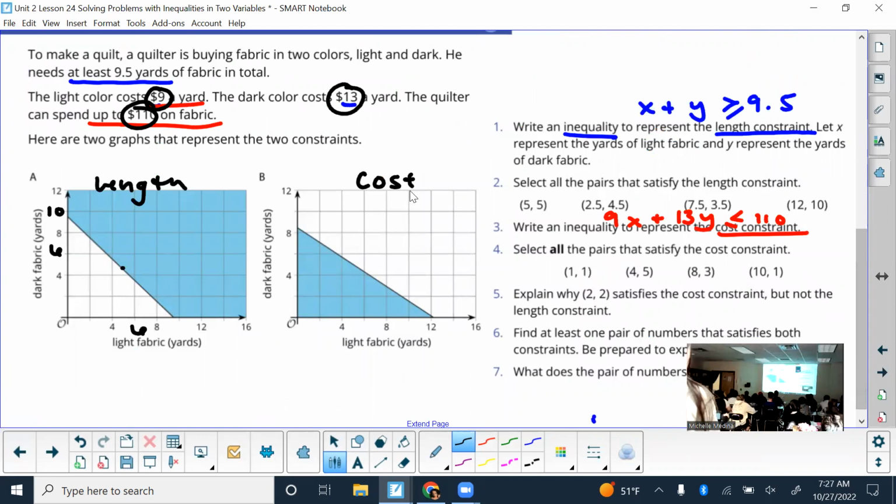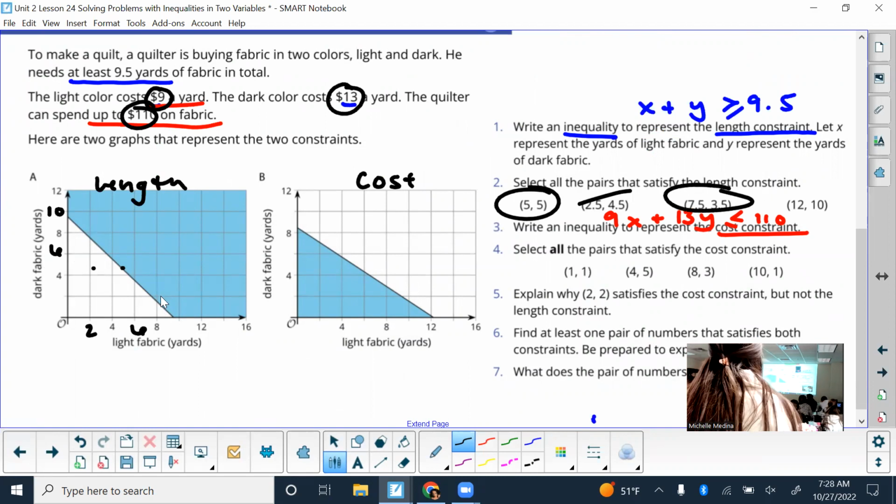What about 2.5, 4.5? Let's see, so it'd be here-ish, not in the shaded area, so not that one. What about 7.5, 3.5? Yes, that would be here on the X and about here on the Y. So in the shaded area. And then lastly, 12, 10. Yes. All right, that's how you can track. Just remember in coordinates, it always goes in the order X, Y.